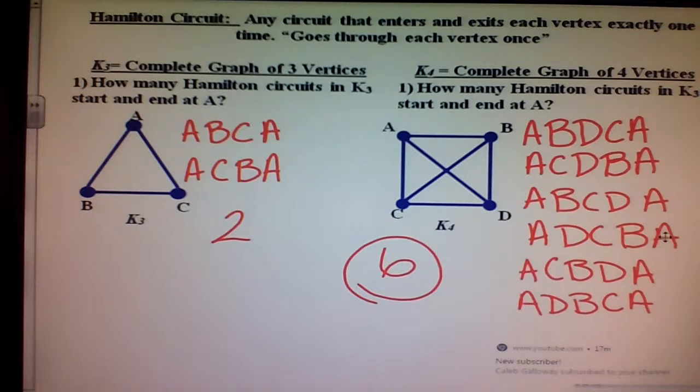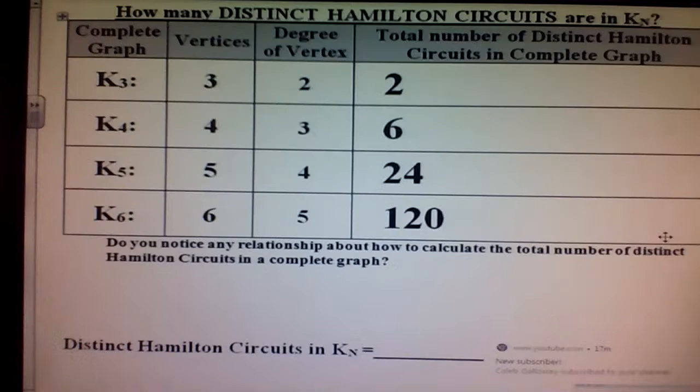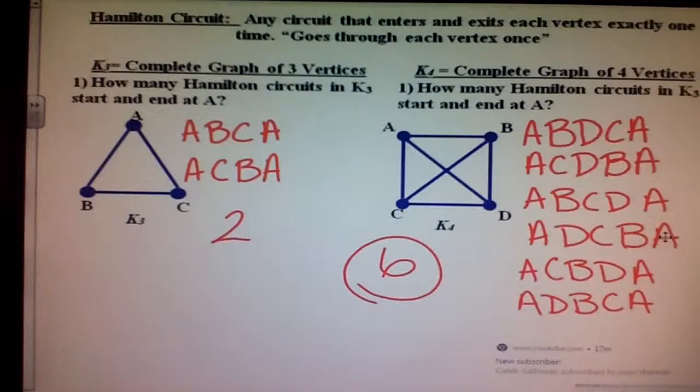Okay, so K sub 3 has 2. K sub 4 has 6. If I flip the screen, K sub 5 has 24. K sub 6 has 120. I flipped it too quick. I'm sorry.